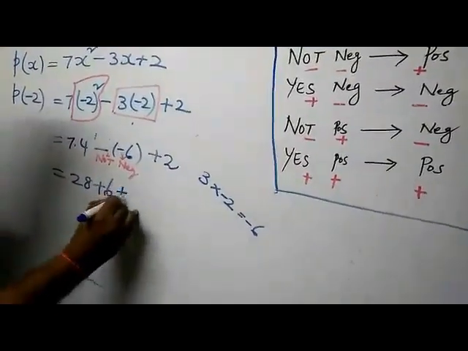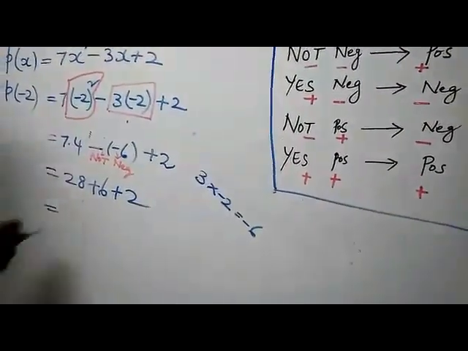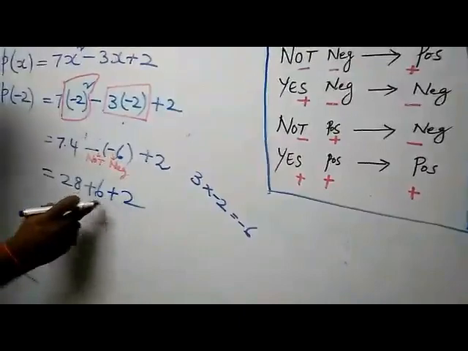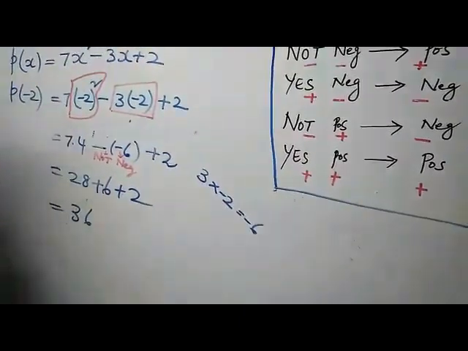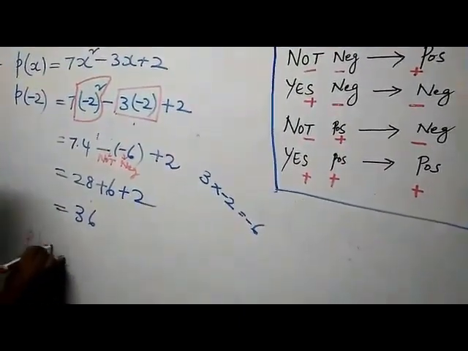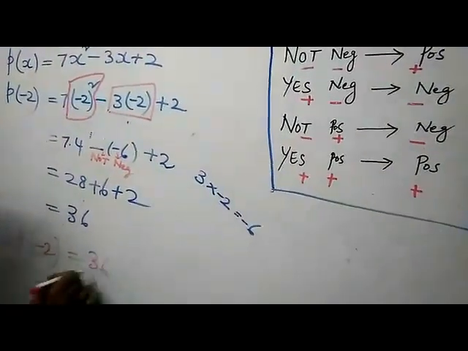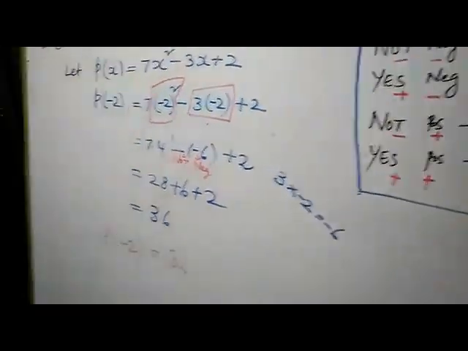28 plus 6 plus 2. So if you add 28 plus 2 is equal to 30, 30 plus 6 is equal to 36. Finally, P of minus 2 is equal to 36.